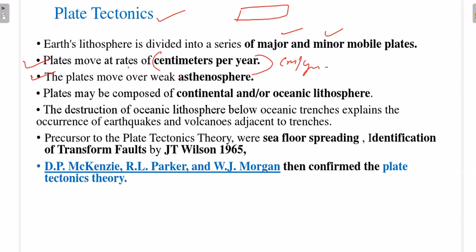Okay, now plates may be composed of continental and oceanic lithosphere, this we have discussed. Okay, the destruction of oceanic lithosphere below oceanic trenches explains the occurrence of earthquakes and volcanoes एडजेसेंट टू द ट्रेंच.